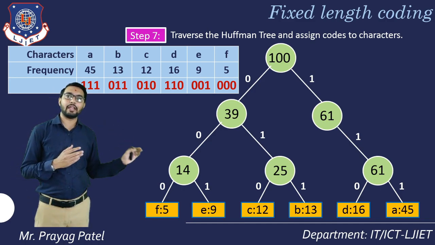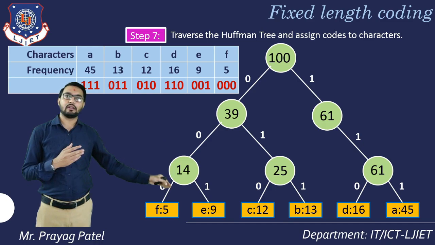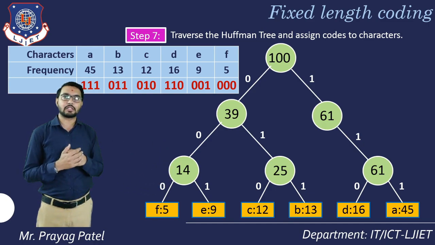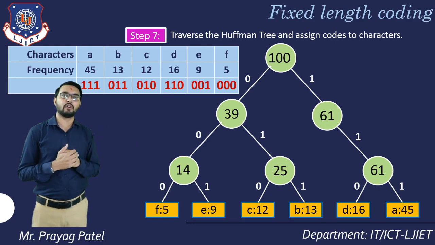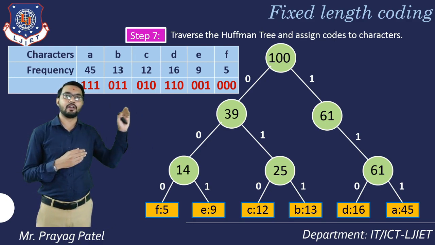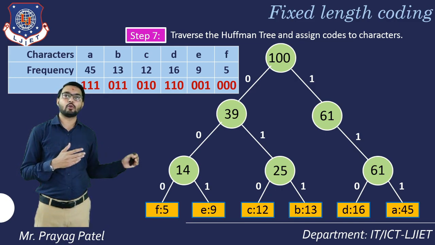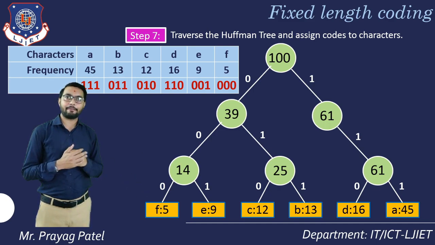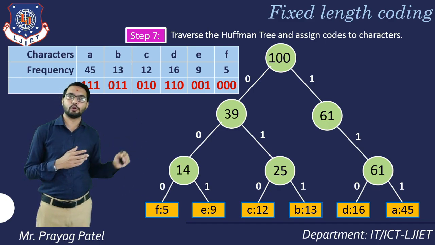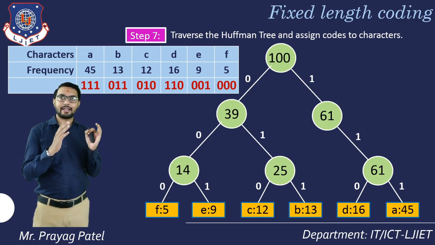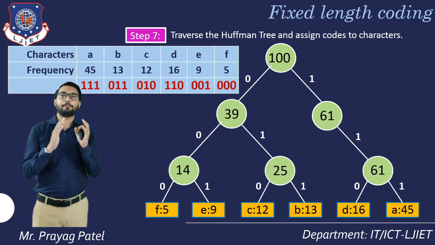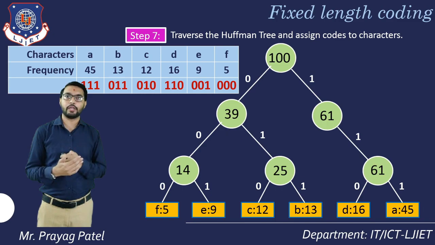Code for character D: consider the D at the right side of 100, then right side of 61, then left side of 61. So here consider the code as 110. Now the code for character E equals 001. Code for character F equals 000. So this is considered as a Huffman code using the fixed length Huffman coding.